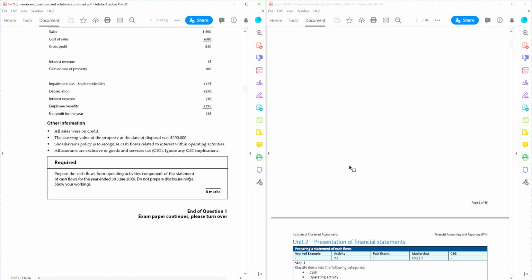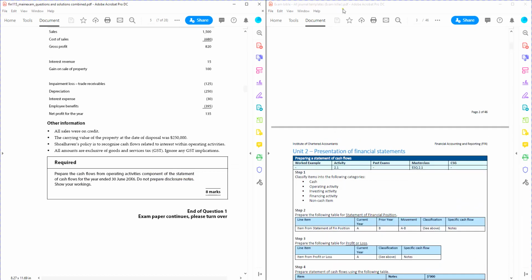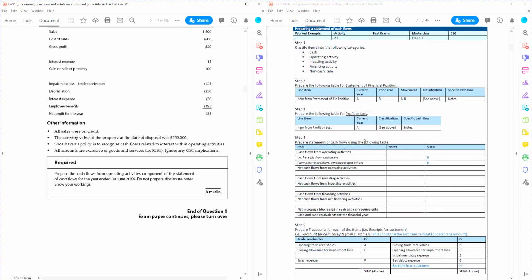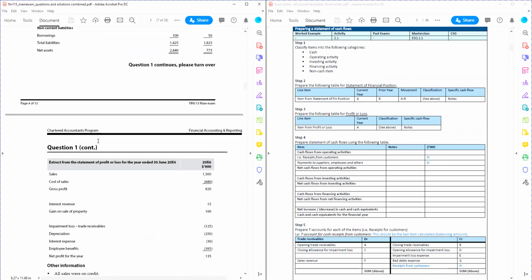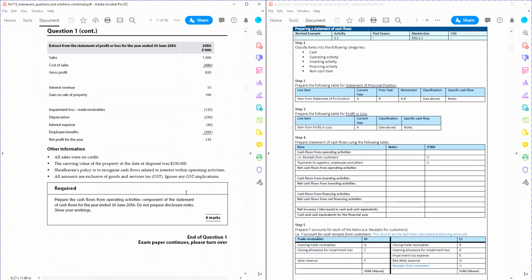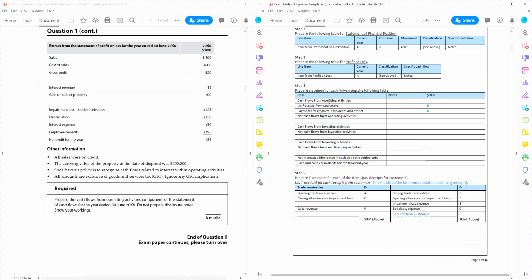Now again, going back to our journal templates from the exam Bible, this tells us exactly what we have to do. So before you even look at the information, look at the question, open up the exam Bible template, and look, it's got the template that you need to use for the question. Alright?